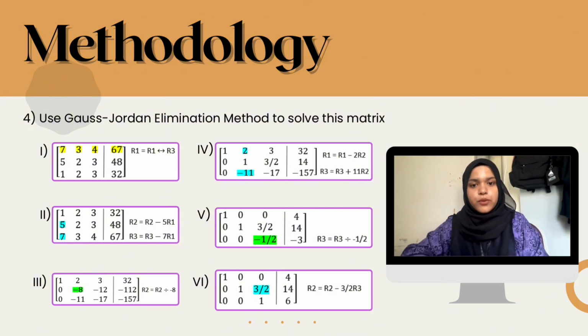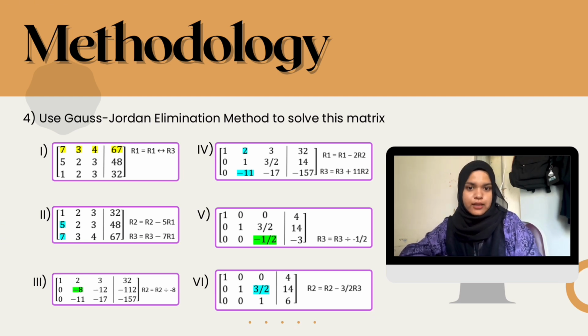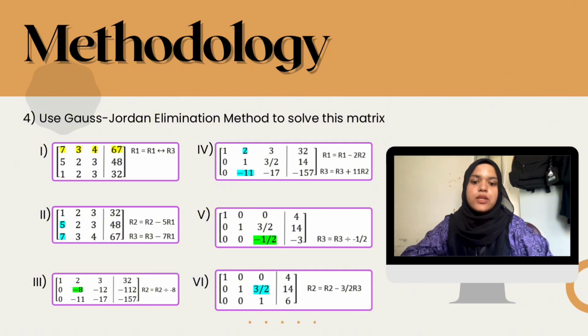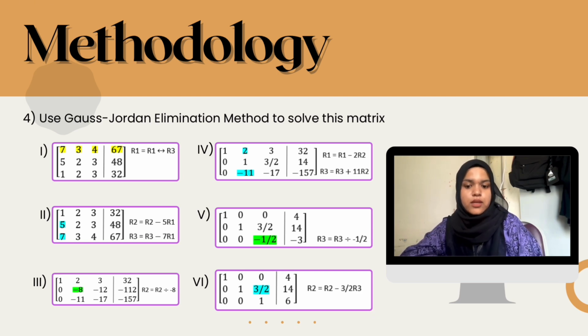Next, for column 2, we need to make a leading 1. So the expression is R2 divided by -8 and we get 0, 1, 3/2 and 14. Next, we need to make zeros in the rest of column 2. So the expression is R1 minus 2R2 and we get 1, 0, 0, 4. And for row 3, R3 plus 11R2 and we get 0, 0, -1/2 and -3.